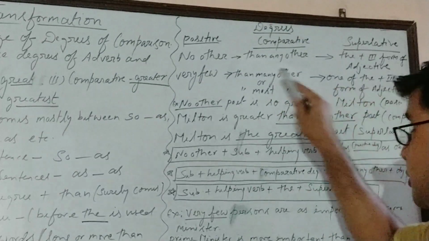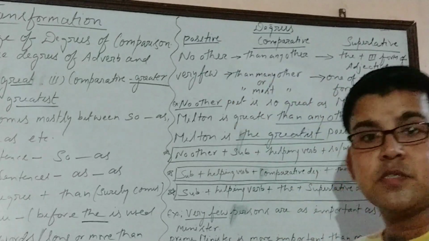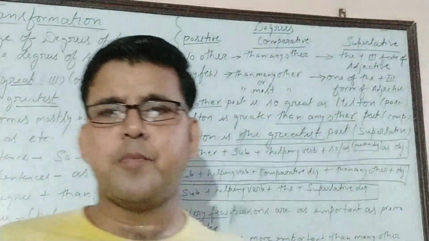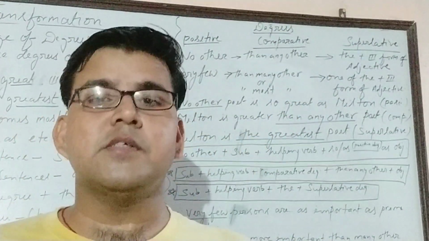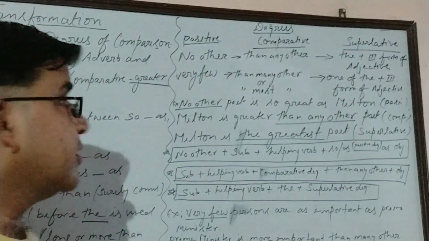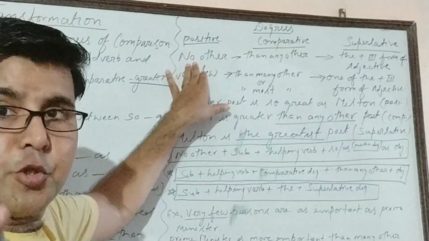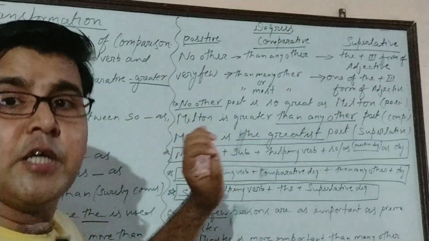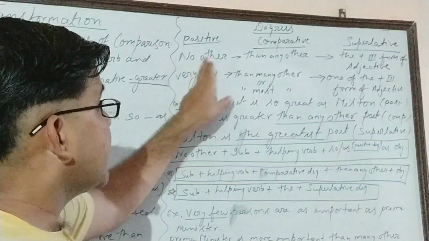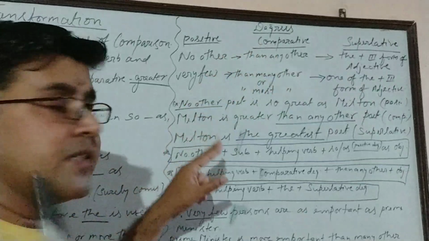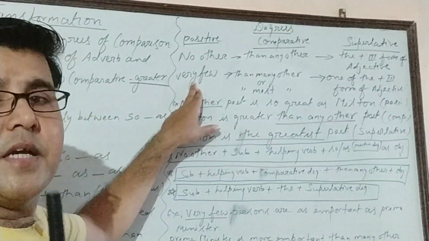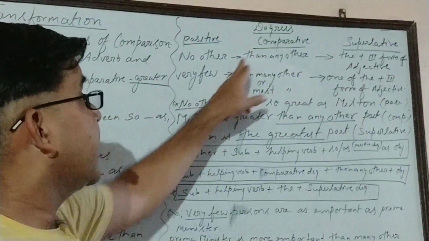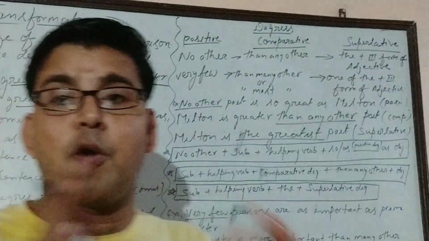So these two lines are the interchange of many important words, very important words. You have to learn this, because you cannot make a mistake. When your sentence starts with "no other", then in comparative form you can't change it into "than many other". You have to change "no other" only to "than any other". If your sentence starts with "very few", then "very few" only changes into "than many other". "Very few" will not be changed into "than any other".